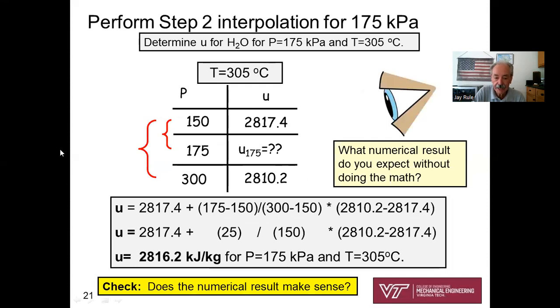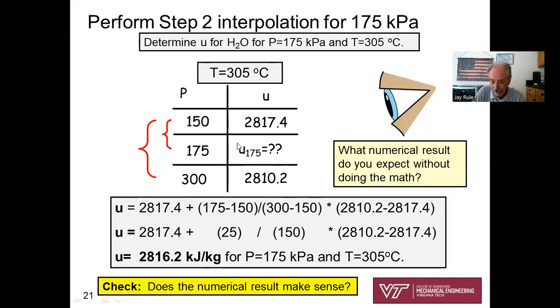Here's another little table, okay? The left-hand side is pressures, 150, 300, and in the middle, that's what I'm looking for, 175. I simply translate my numbers, 2817 at 150, 2810 at 300, okay? Put them down, and next I'm going to do a linear interpolation to this.